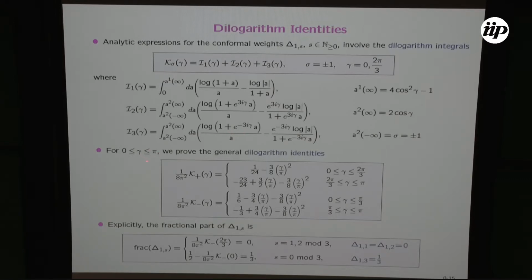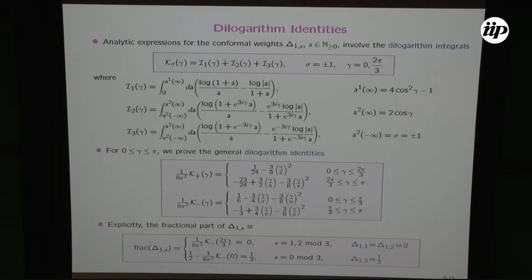For gamma between 0 and pi, we can actually evaluate these integrals, and they're given in nice closed form expressions as quadratics in gamma. And then we can specialize to the points of interest, gamma equals 0 and 2 pi on 3. And when you do so, you find that the fractional part of the conformal weights in the first column of the Kac table, which starts off as 0, 0, and then 1/3, are indeed 0 and 1/3.